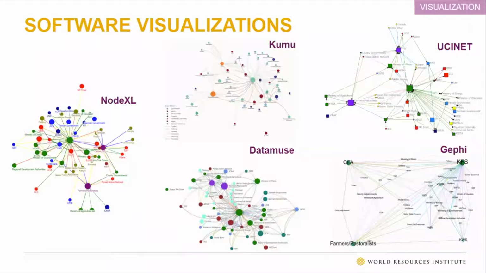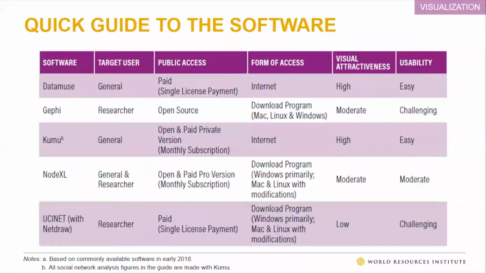You see that they all pretty much do the same thing. However, there are differences, right? They have different target users and different ways to access. It also changes the visual attractiveness and the usability. The one that we ended up using for most of this guide and that we've recommended as well is Kumu. That is really targeted towards a general user.